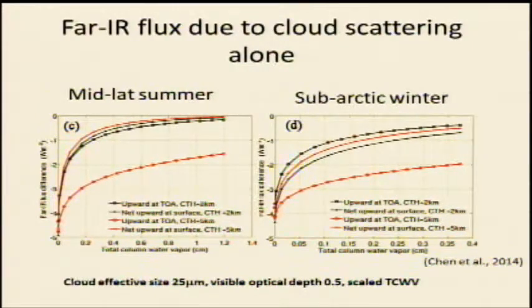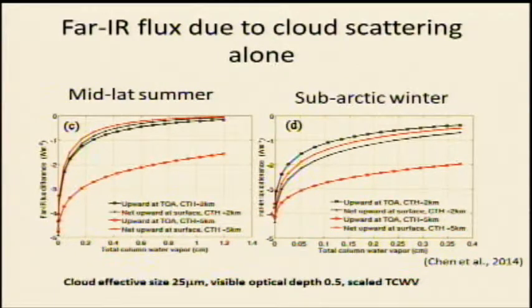So this shows only the difference between when you include scattering and when you do not include scattering, for two parts. The first is the OLR, the upward flux at the TOA, which is shown in the dotted solid line. And the other one is the net flux at the surface.